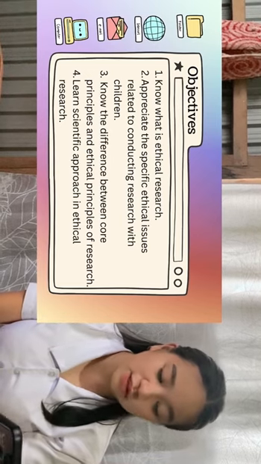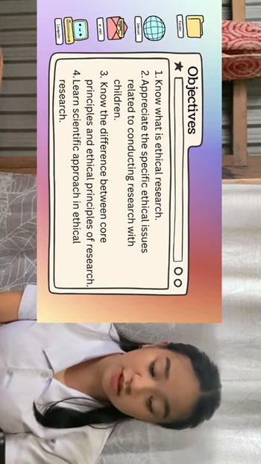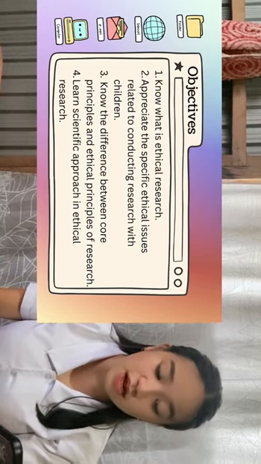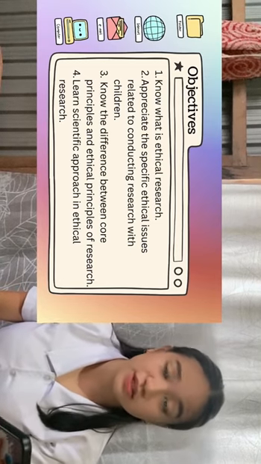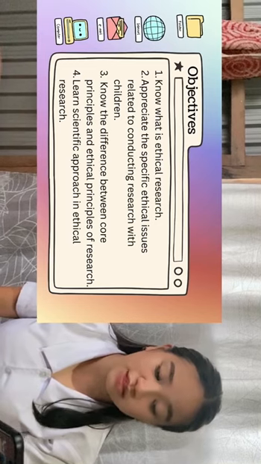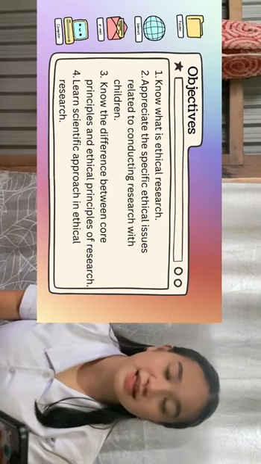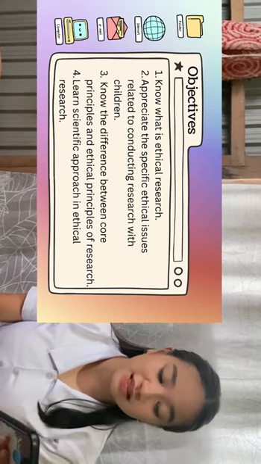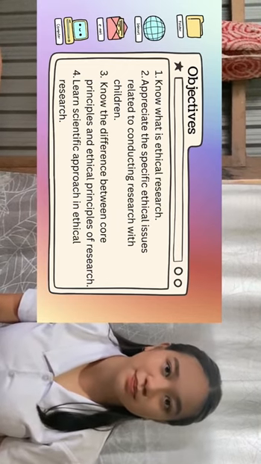So our topic is doing ethical research and we have here 4 objectives. The first one is know what is ethical research. Second, appreciate the specific ethical issues related to conducting research with children. The third one is know the difference between core principles and ethical principles of research. And the last one is learn scientific approach in ethical research.